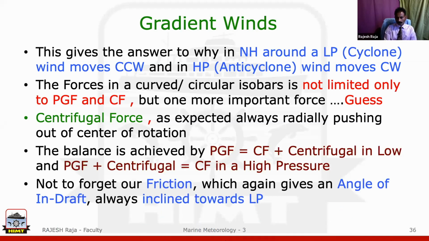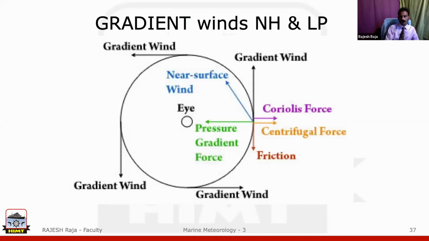Now I should not forget about the friction. I will have a reduction of speed also, and there will be an indraft. So let us look at the picture. What exactly happens on a closed or a curved isobar? You have the green color pressure gradient going in. Your Coriolis force was exactly opposite. And you get one more additional force called centrifugal. Finally, because of the friction, you get this blue color, which is your true wind.